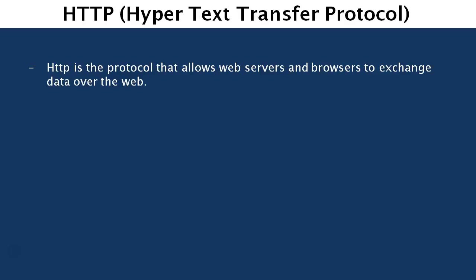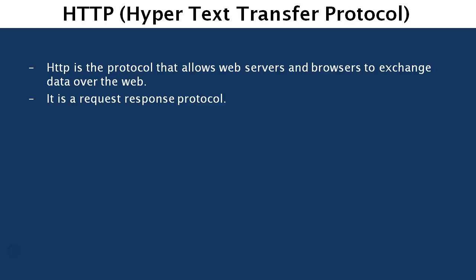HTTP is the protocol that allows web servers and browsers to exchange data over the web, and it is a request response protocol. We already know about protocols. A protocol is nothing but a set of rules for exchanging data over the web between the web server and the browser applications. HTTP defines some set of rules and it is a request response protocol.